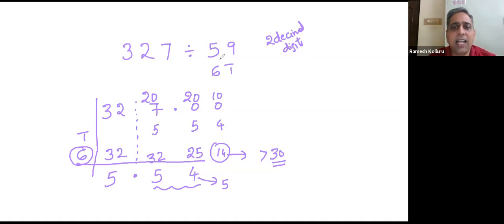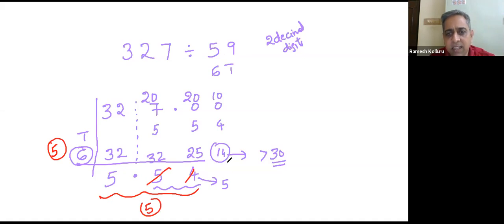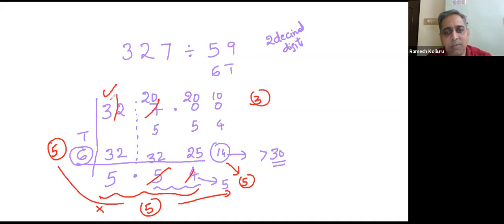So the answer here is 5.54. So the digital root remains the same. The digital root here is 5. 554 is 5. And the remainder is 14, right? So 14 is 5. All are 5s. So 5 5 is 25, 25 plus 5, 30. So 30 is 3. 7 to cut, 3 is a match. So my answer is correct.